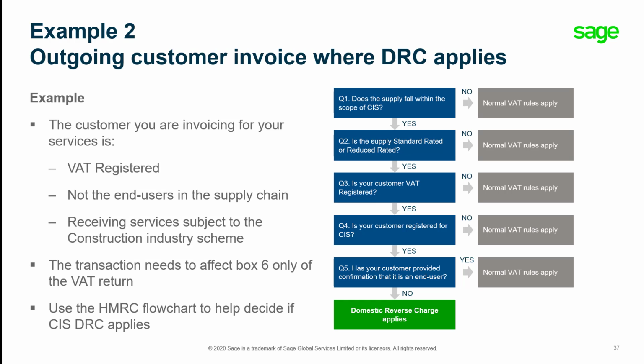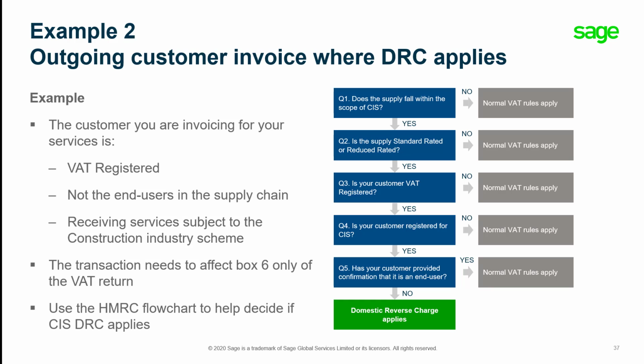Step 2, is the supply standard or reduced rate? Again, in this example, we're going to use standard rated. If the item was 0 rated or non-vatable, again, these would just be processed as normal as the normal VAT rules would apply. Step 3, is the customer VAT registered? So in this example, the customer is registered for both VAT and CIS. So that takes us on to question 5.